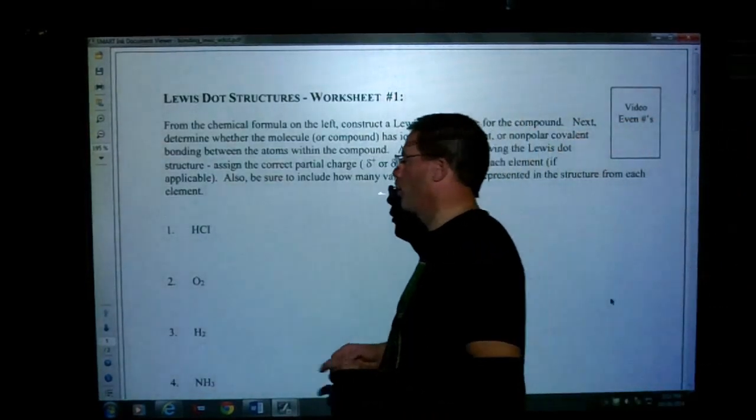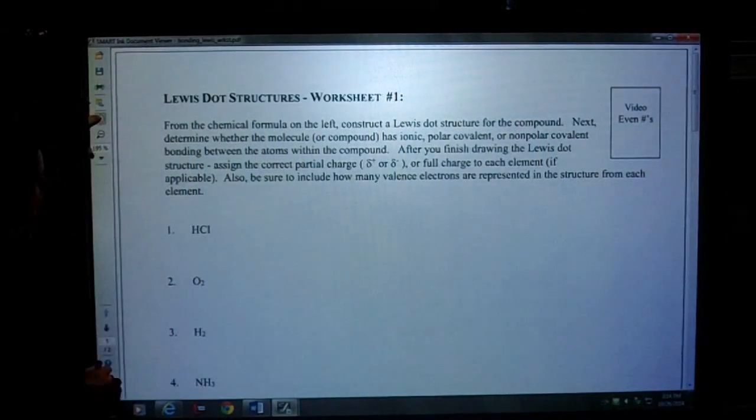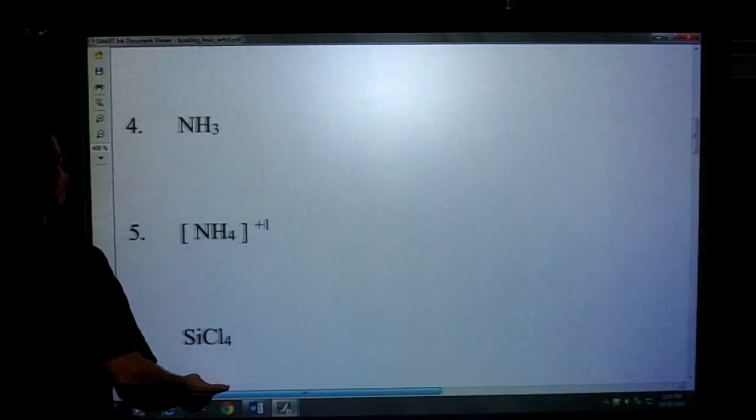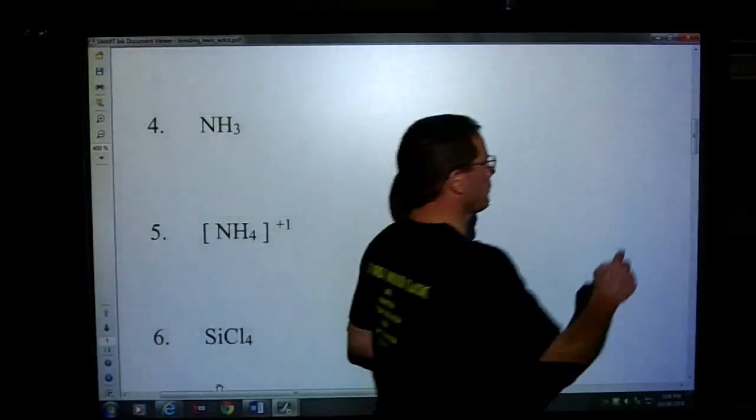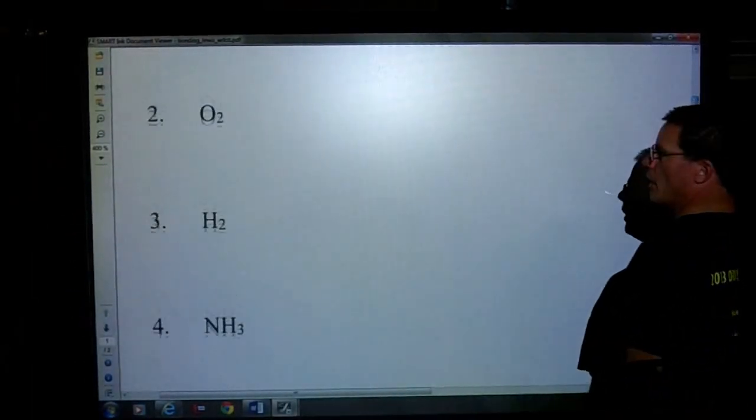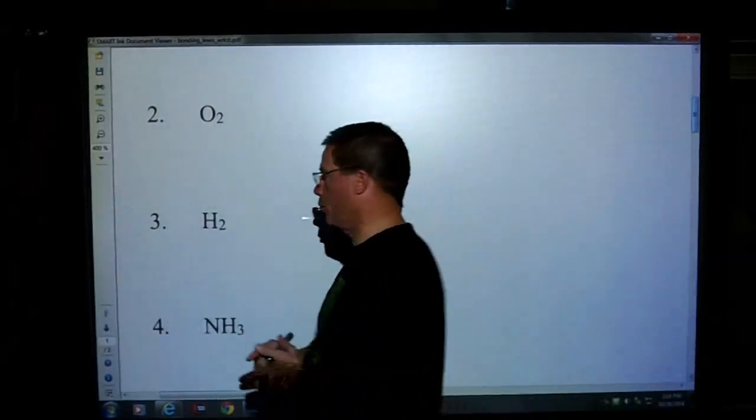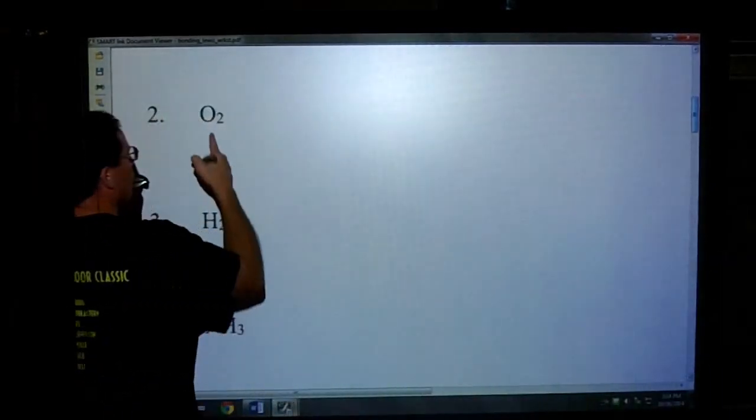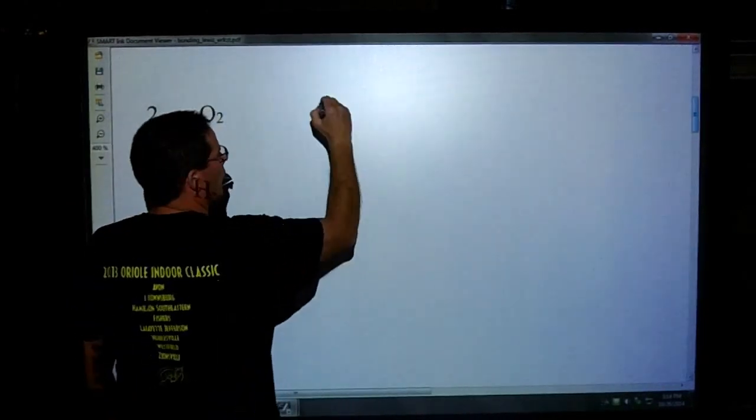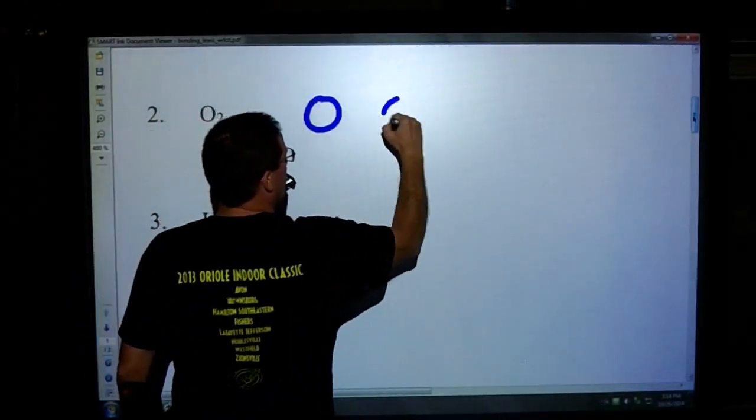So let's start off with the first one. Again, I will work out the even answers here, or questions. So let's go ahead and get those. Just like what we did earlier, let's first of all figure out what type of bonds we have between the atoms. So oxygen gas, or O2. So we have an oxygen and an oxygen.